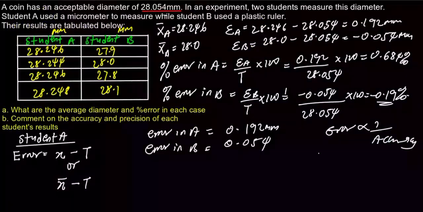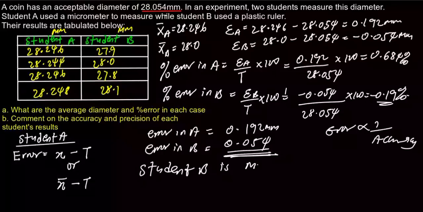Now let's see. It means that the one that has the smaller error will be the one that has the higher accuracy. So can you see? Error in B is lesser compared to A. So what will I say? Student B is more accurate. Why? Because the error in B is smaller compared to A.